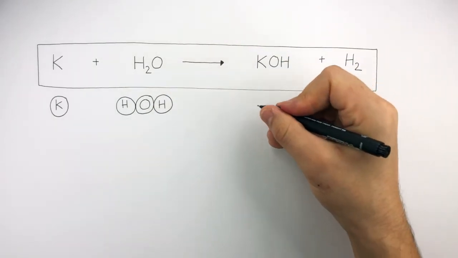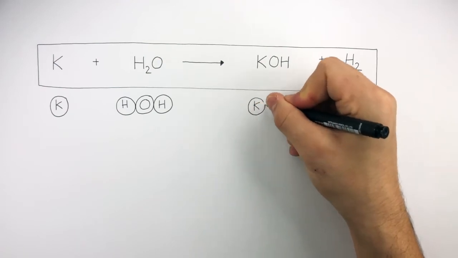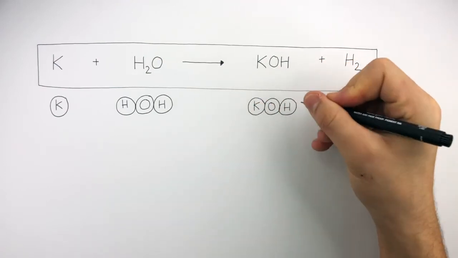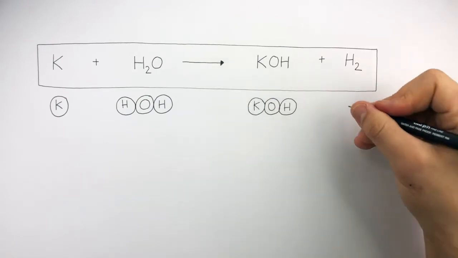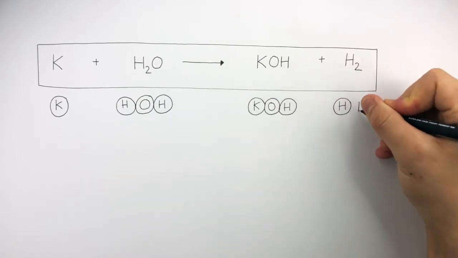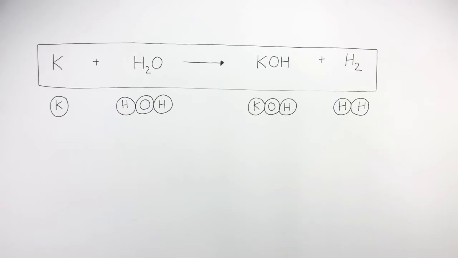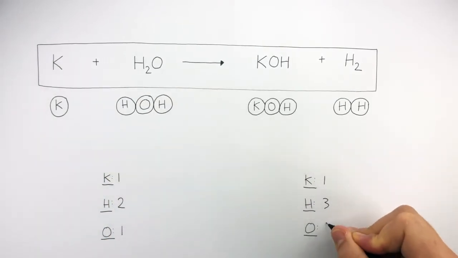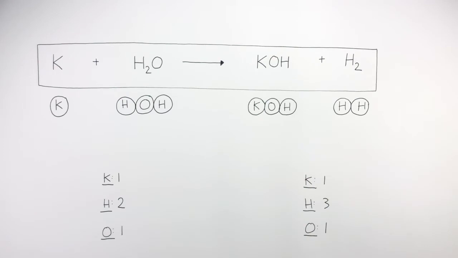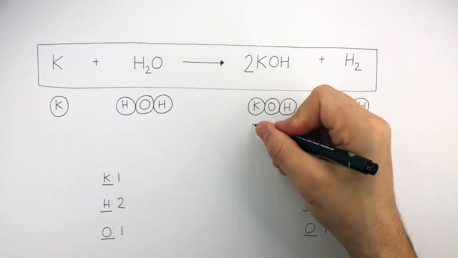They react to form one compound of KOH consisting of one atom of K, one atom of O, and one atom of H, and a H2 molecule is also formed consisting of two hydrogen atoms. Underneath this, we write out the elements and the number of atoms of each element on both sides of the equation. We start off by writing a big 2 in front of the KOH.